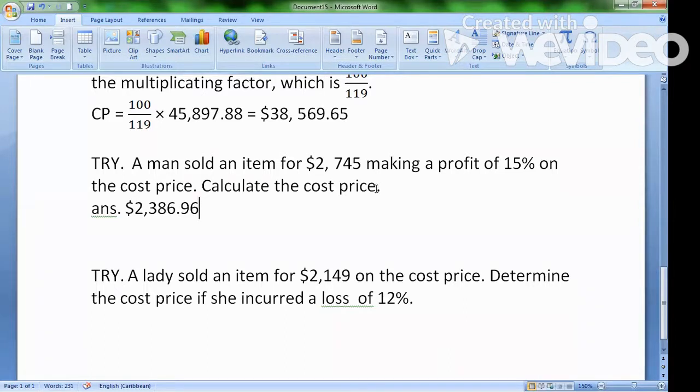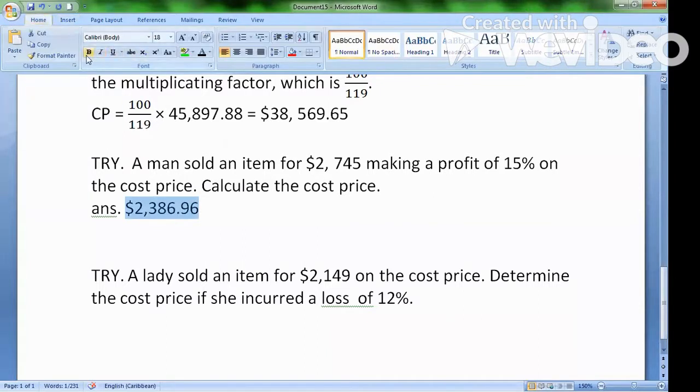I got 2,387. I got $2,306.72. Sir, I get 2,386.95 cents. Oh, you get 95. Yeah, I suppose 96. When having 96, but I'm running out. Okay, all right. And this is the answer.